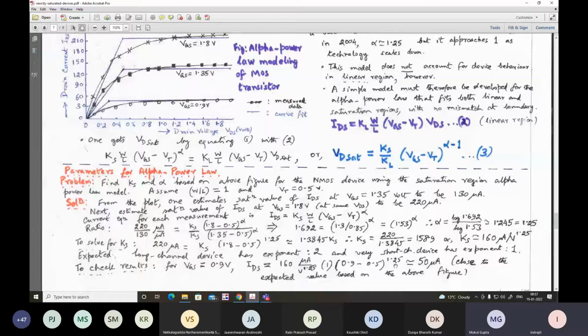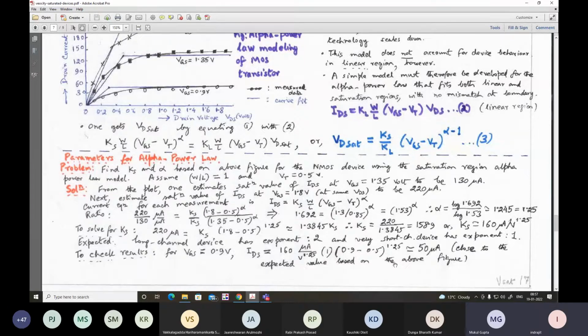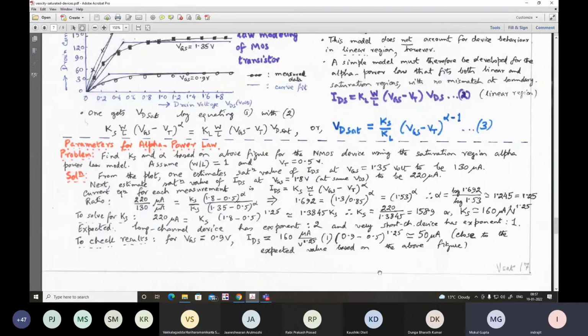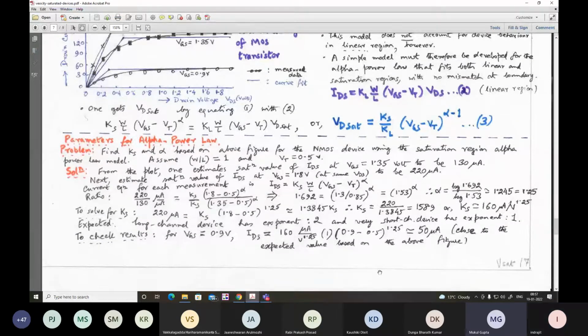So this is about the current-voltage expression, thinking of the hand calculation model and trying to fit the experimental data. The alpha power law model was very popular. Next, we take into account the subthreshold conduction.